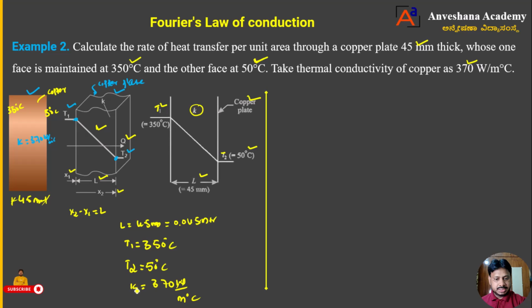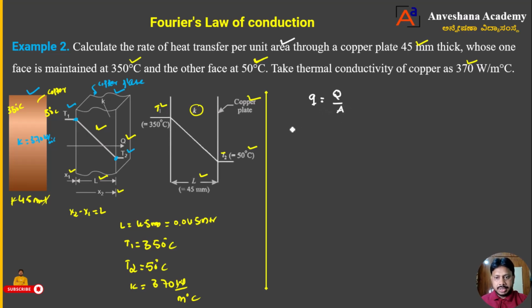Now with the help of this given data, what is actually being asked? To calculate the rate of heat transfer per unit area. The rate of heat transfer per unit area is small q, that is the heat flux. That is nothing but capital Q divided by A, dear students.